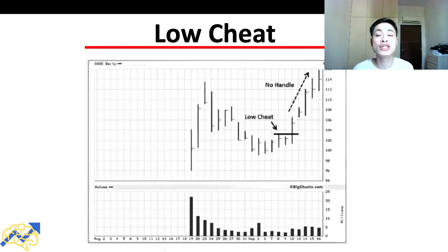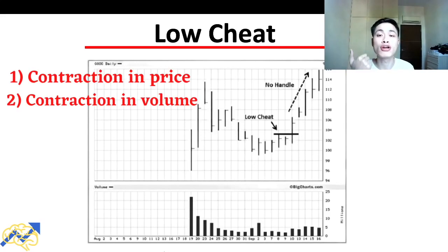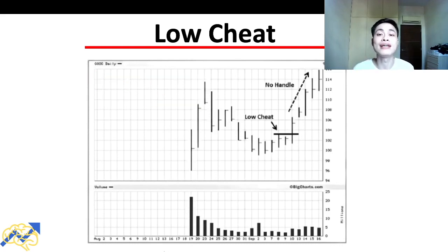Let's take a look. This is an example of a low cheat setup. Over here we see prices forming a base, and this is the upper third of the base, this is the middle third of the base, and this is the lower third of the base. Because this is at the lower third of the base, this is the low cheat setup. And again, it is a low cheat setup not just because of its position in the base. Prices also have to meet those two criteria we mentioned earlier on: contraction in price and contraction in volume. Over here we see prices contracting and prices are tight. On top of prices contracting, we also see volume contracting at this low cheat setup. So if it meets the two criteria and it's at the lower third of the base, that is when we can consider it a low cheat setup.